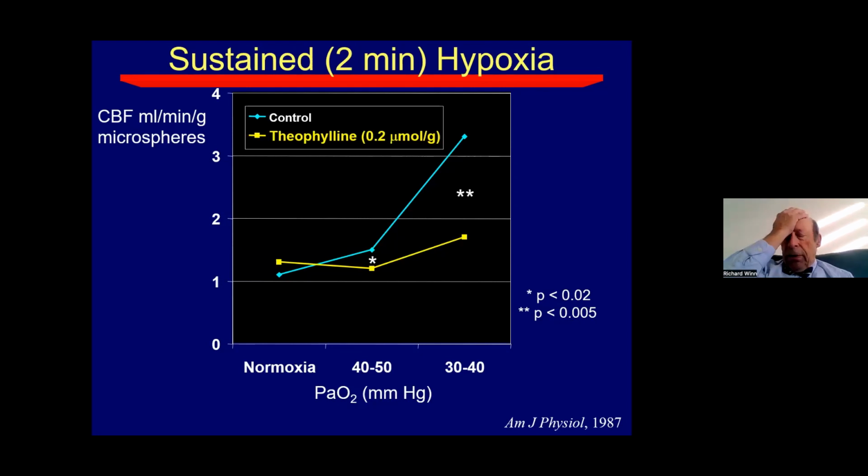Here's the first set of experiments we did, and we did them with sustained hypoxia. And in this case, we used microspheres, a very tried and true method for measuring blood flow. Here's the control. You take a rat in normoxia, drop the PaO2 to 40 to 50, and then here 30 to 40. And here's what happens when you pre-treat them with theophylline, significant differences at both levels.